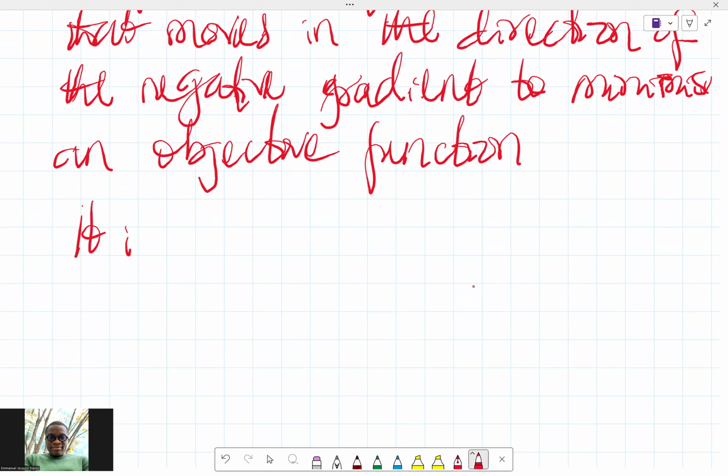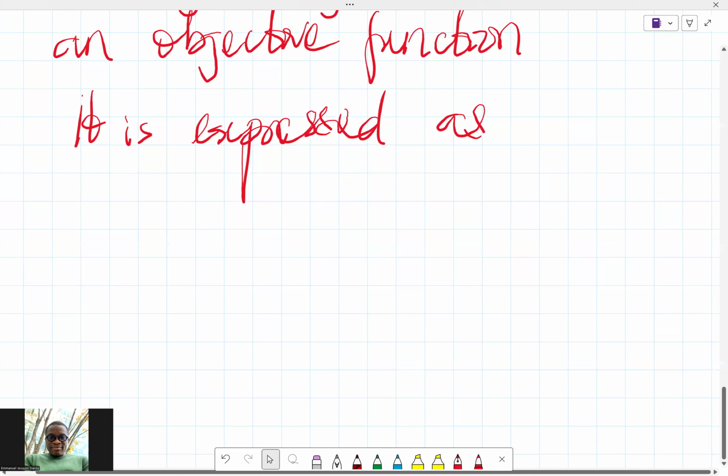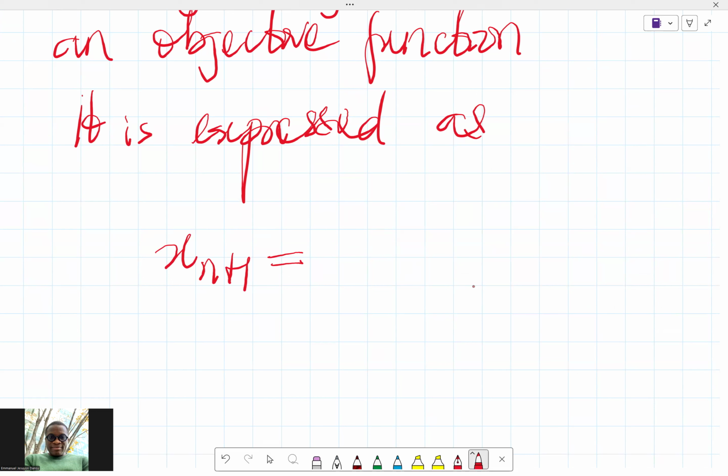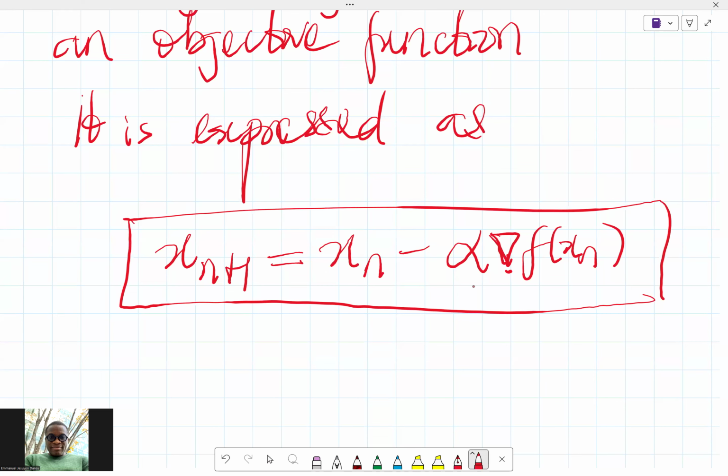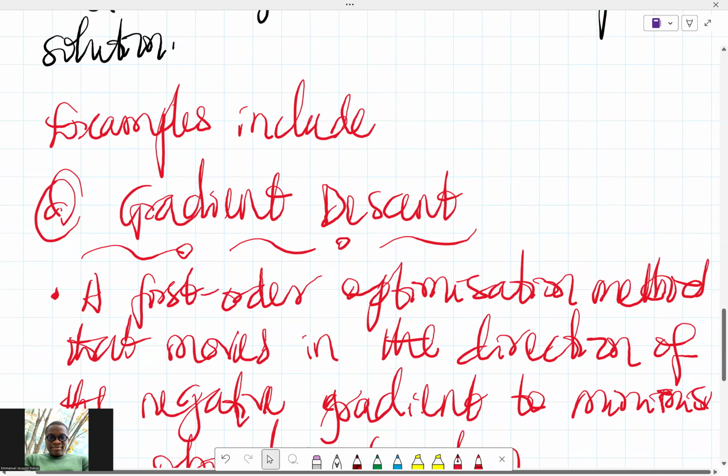So it is expressed as x_{n+1} equals x_n minus alpha nabla f of x_n. Okay, so it requires the gradient. So once you see this, you know some kind of gradient talk is going on right there. So that's one of the methods under gradient-based methods.